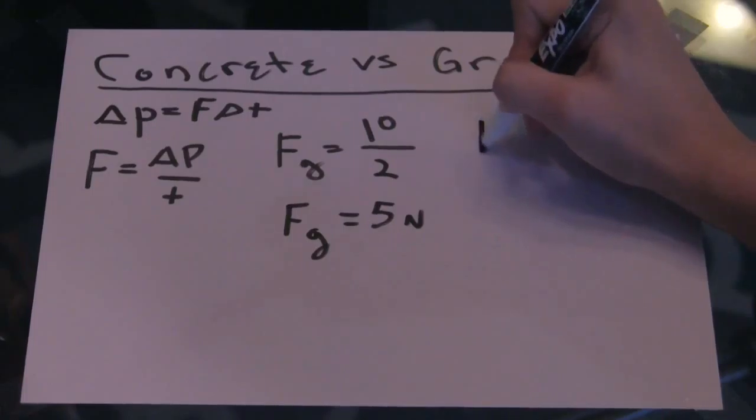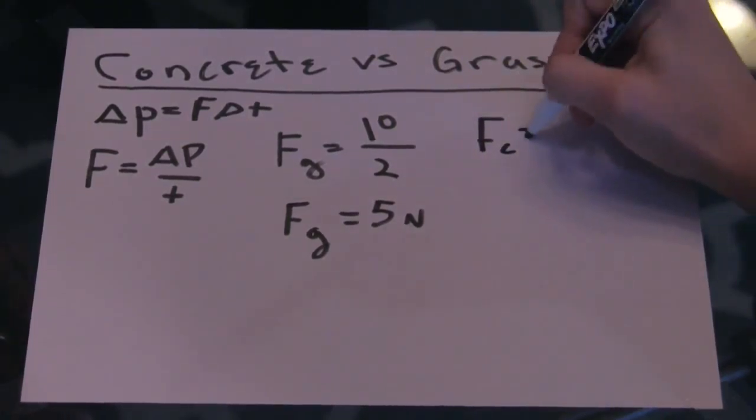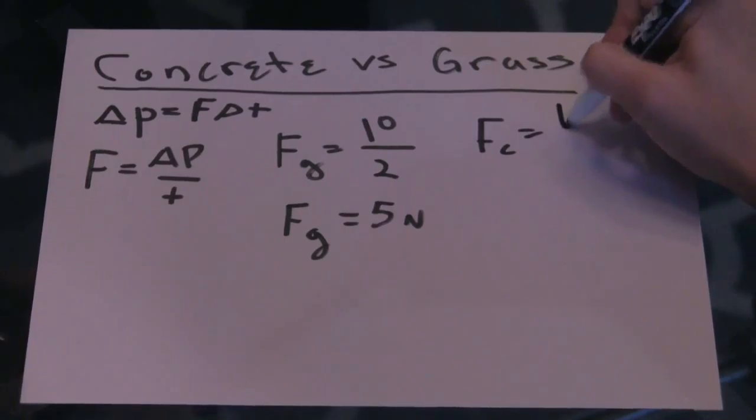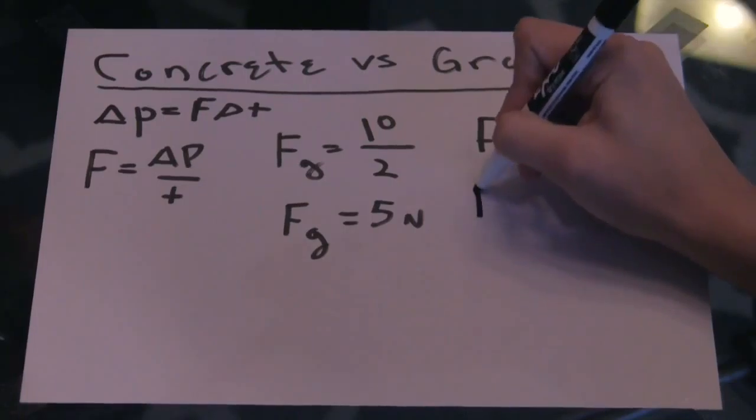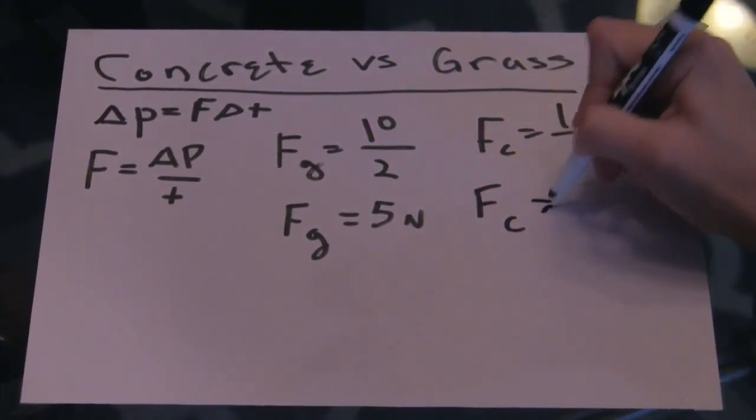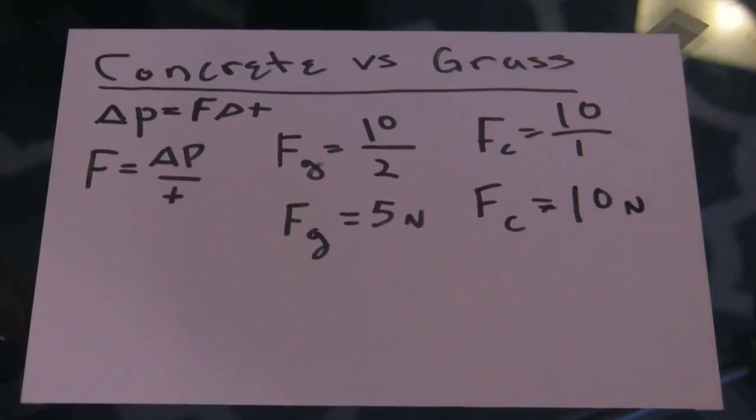And then say the impulse for the concrete is also going to be 10, and say the time is 1 second. So the overall force for the concrete is going to be 10 newtons. So because the force with the concrete is much greater than the force with the grass, the egg broke. The grass had more time to slow the egg down before it stopped it, so there was less force applied to the egg, causing it to not break.